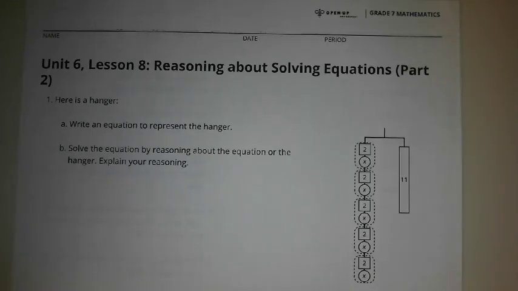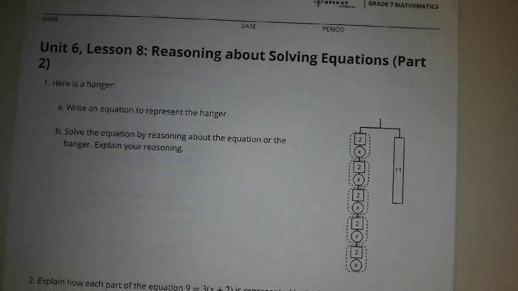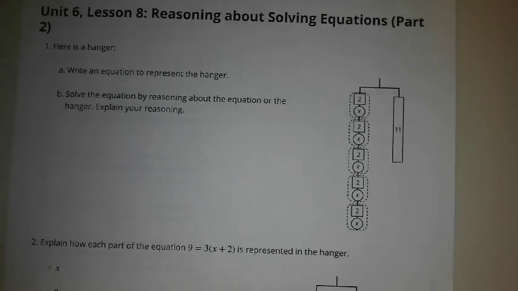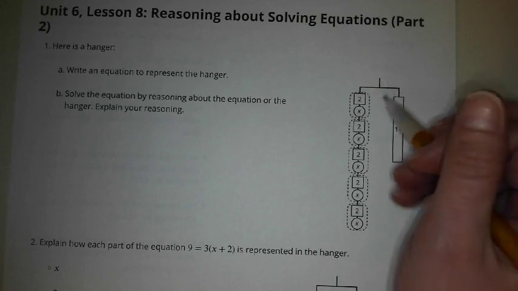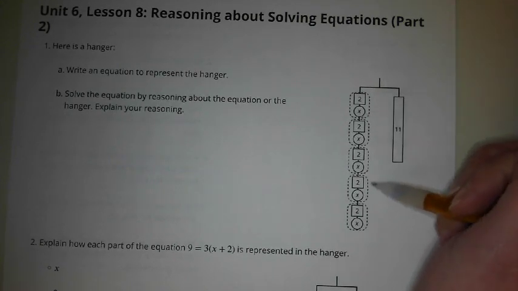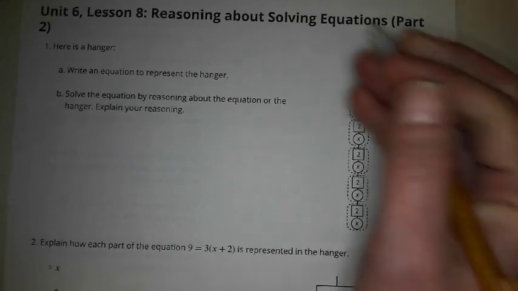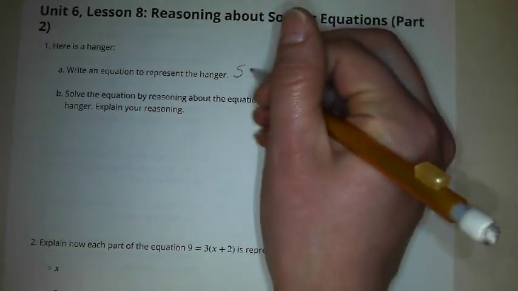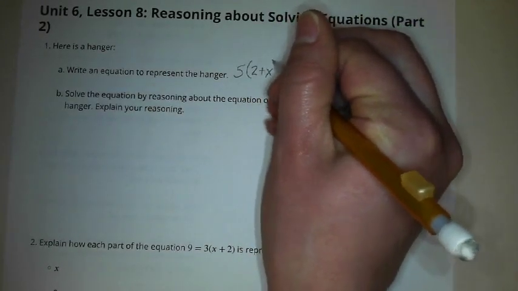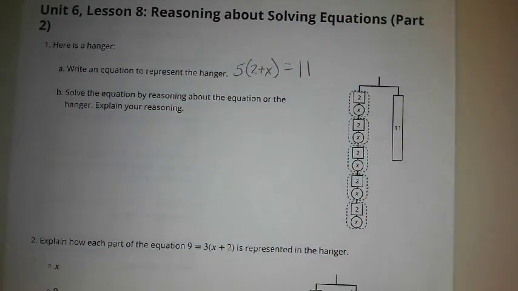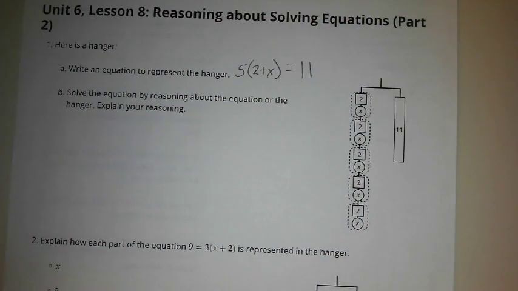Alright, boys and girls, we have Unit 6, Lesson 8, Reasoning About Solving Equations, Part 2. So here is the hanger. Write an equation to represent the hanger. So we talked about how these are the groupings, and I have 1, 2, 3, 4, 5 groups here. So I have my 5 groups, and each group has 2 plus x. And that equals 11. So what I have is 5 times 2 plus x equals 11.